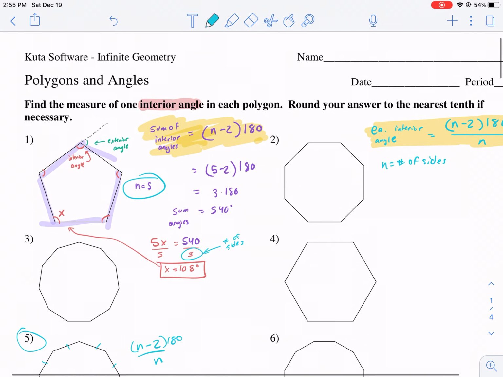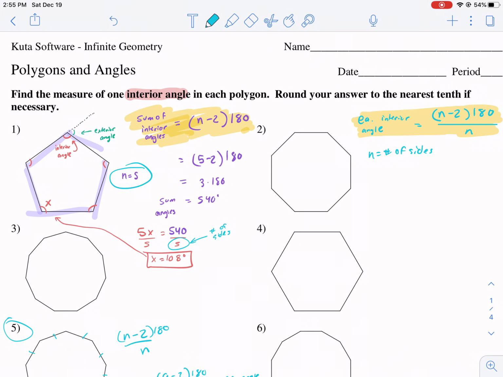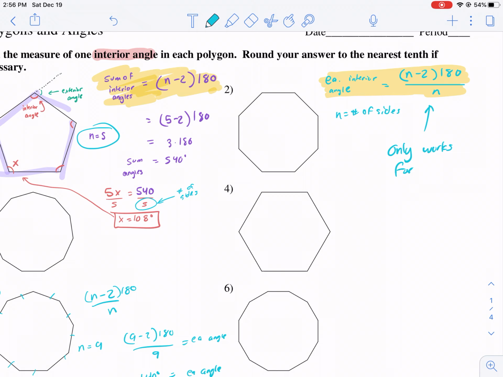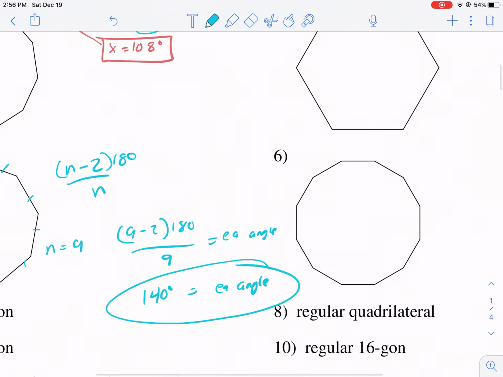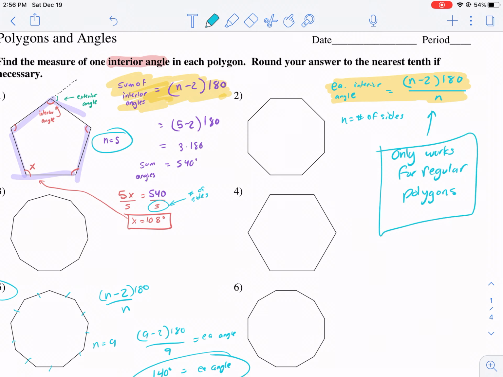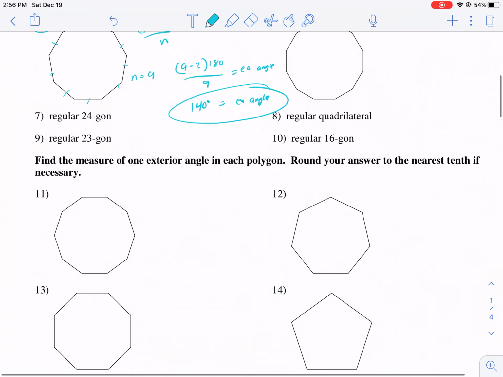One thing that's important is that this only works for regular polygons. What does that mean? Regular polygons have equal angles and equal sides. If it doesn't have equal angles, then one angle might be 140, one might be 90, one might be 200. This only works for regular polygons, or equiangular ones. All the angles need to be the same in order for this formula to work. So just keep that in mind.